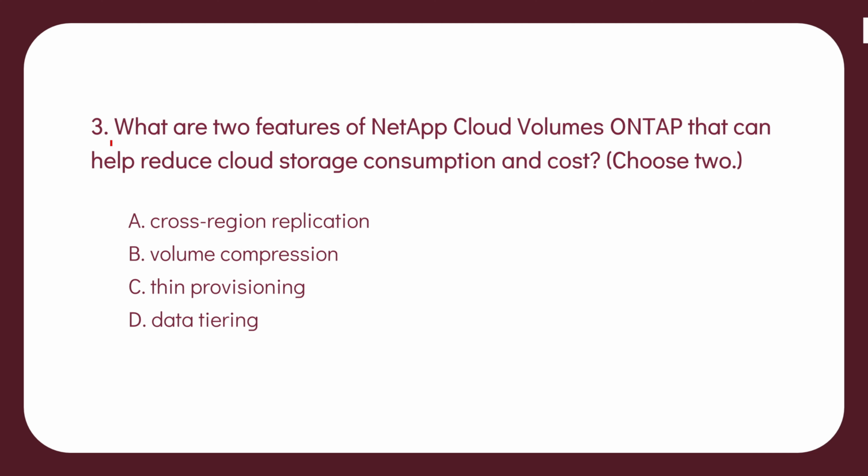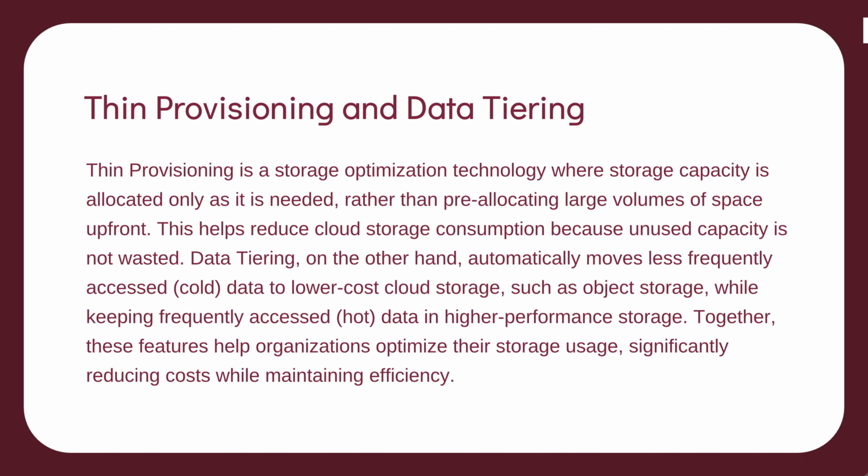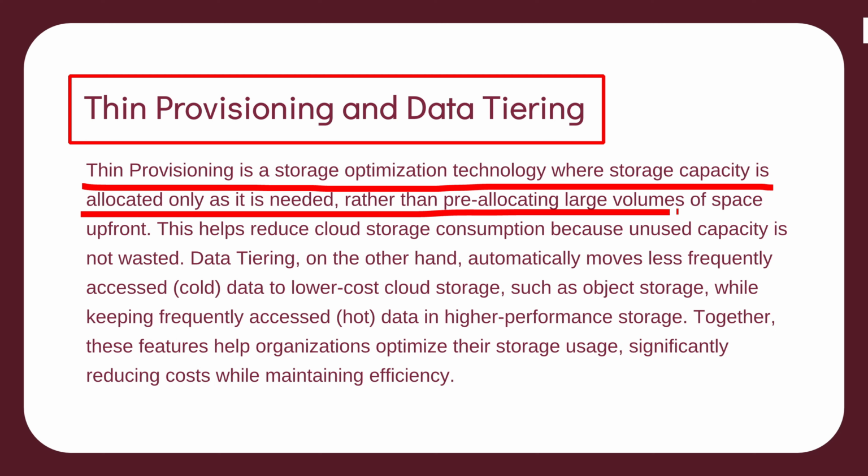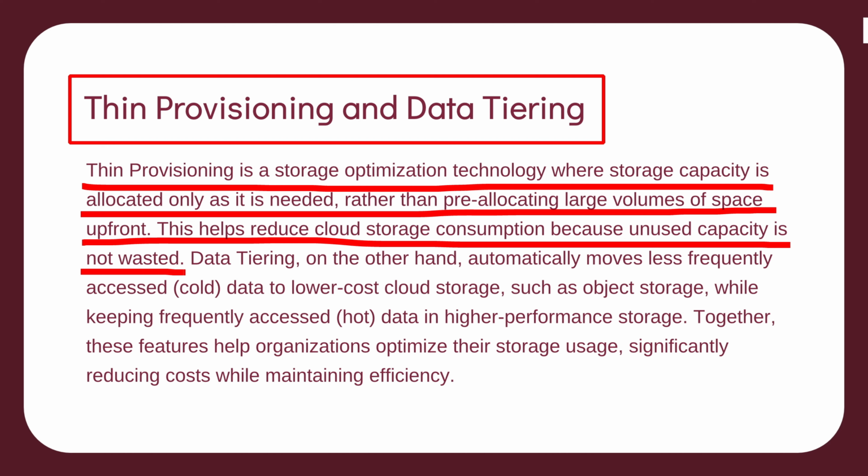Question 3. What are two features of NetApp Cloud Volumes ONTAP that can help reduce cloud storage consumption and cost? The knowledge points of this question are: thin provisioning and data tiering. Thin provisioning lets you use storage more efficiently by only allocating what's actually needed, reducing wasted space. Data tiering automatically moves less used data to cheaper storage, saving on costs while keeping important data easily accessible.